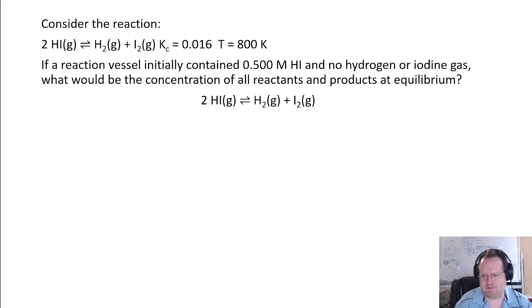So we have the equilibrium, and we're told if a reaction vessel initially contains 0.5 molar HI and no hydrogen or iodine gas, what would be the concentration of all reactants and products at equilibrium? So this problem might not look that much different, but the math's going to take a little more involvement here.